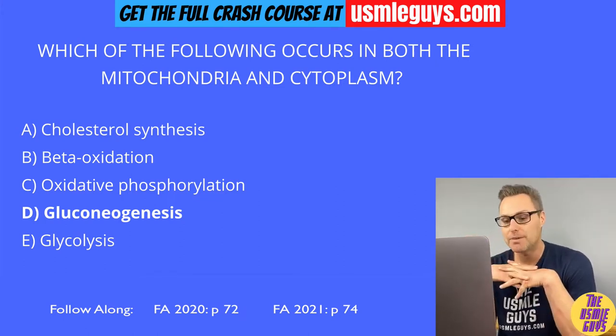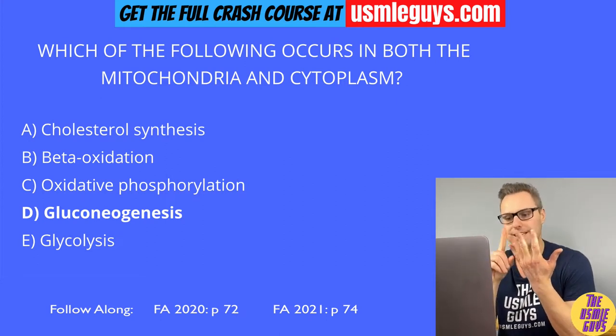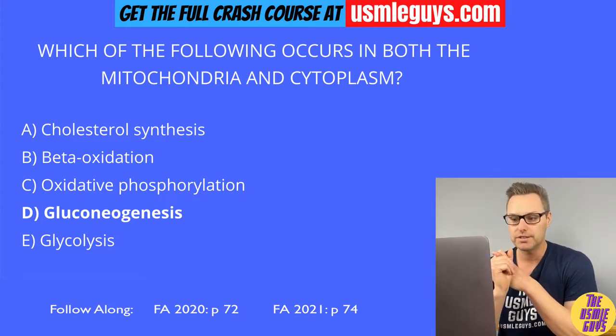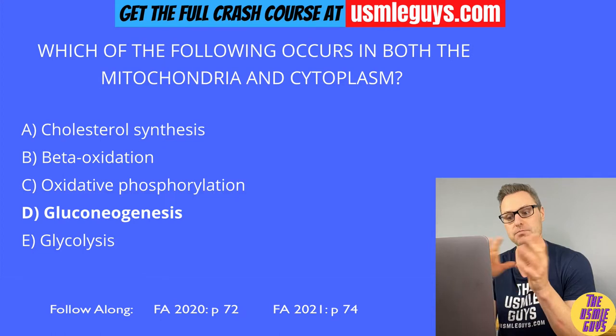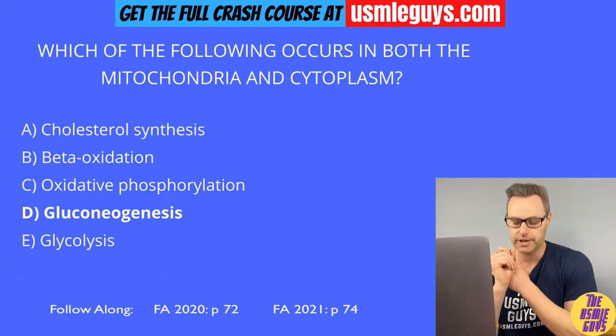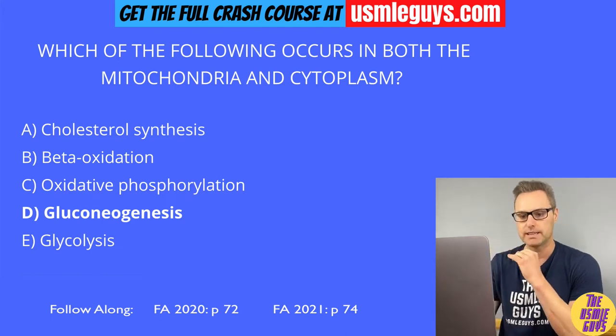The processes that happen in the cytoplasm are glycolysis, the HMP shunt, and the synthesis of nucleotides, fatty acids, proteins, and cholesterol. And last but not least, the metabolic processes that happen in both the cytoplasm and the mitochondria. High-yield stuff, you need to know that: the urea cycle, gluconeogenesis, and heme synthesis. All right, let's move on to the next question.